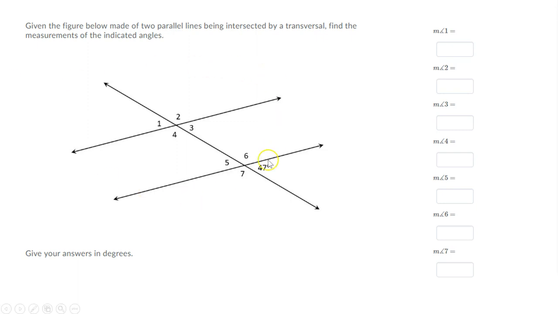So for instance, I have this 47 degree angle, which I know is congruent to angle 5 because they're vertical angles, which means angle 5 should be 47 degrees. Whether I look at angle 6 and 5 or angle 6 and the given 47 degree angle, they're adjacent and forming a linear pair. So I know that these two angles, angle 6 and the 47 degree angle, or angle 6 and angle 5, which is also 47 degrees, are supplementary.